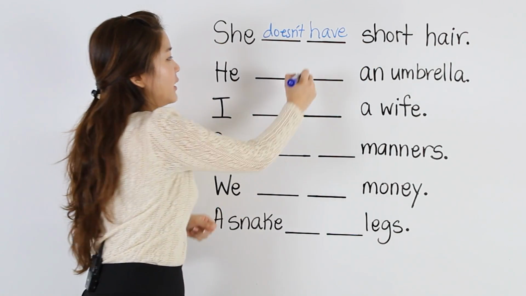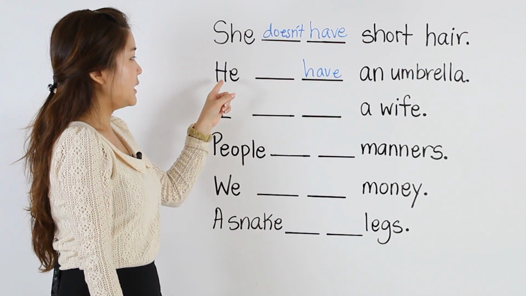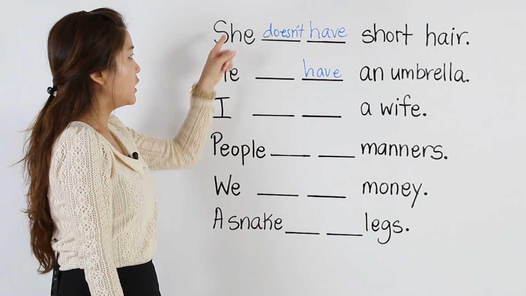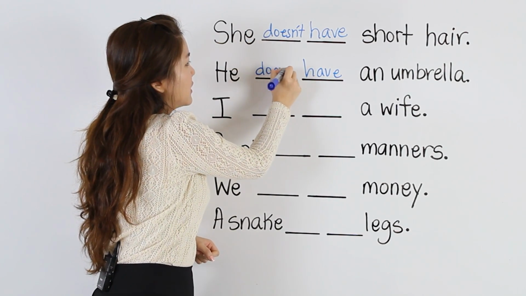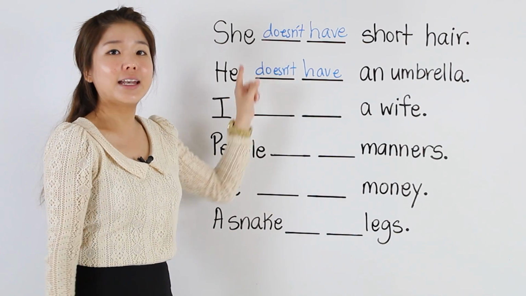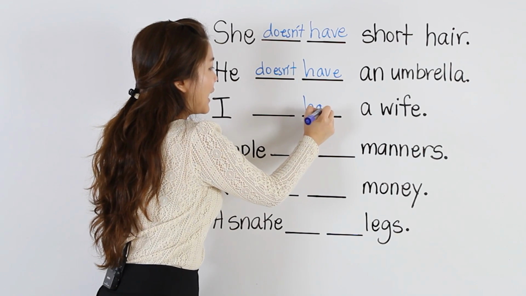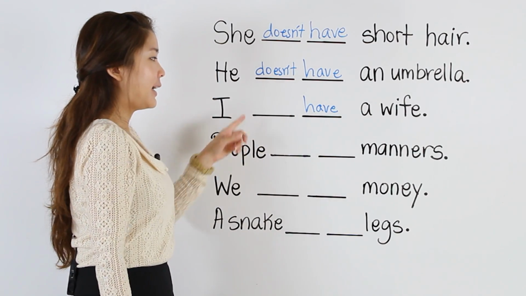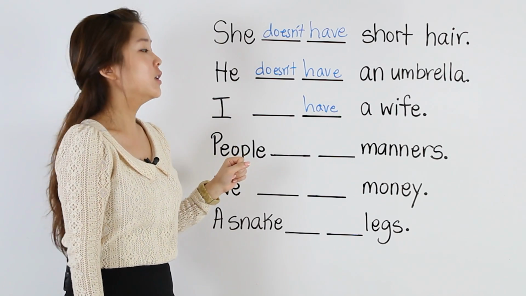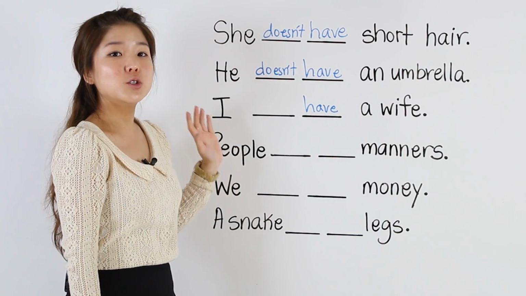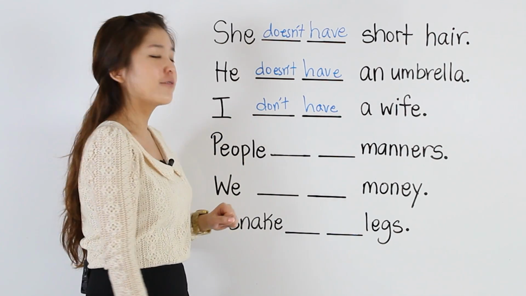Okay? And again, I'm going to put have first. This is easy. He and she, we both use doesn't. He doesn't have an umbrella. Okay. How about for I? I doesn't have or I don't have? The correct answer is don't. I don't have a wife.